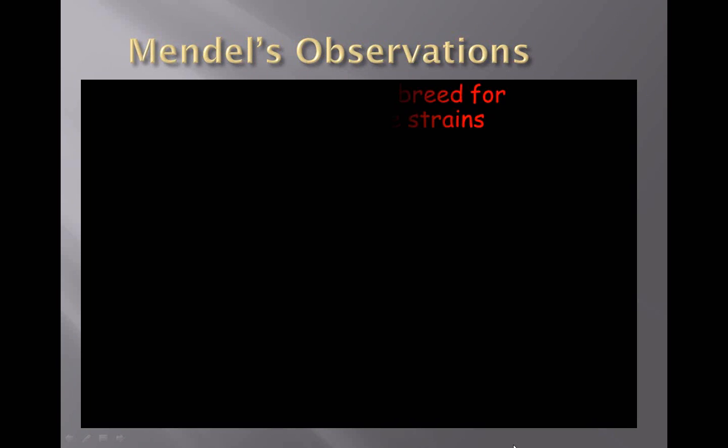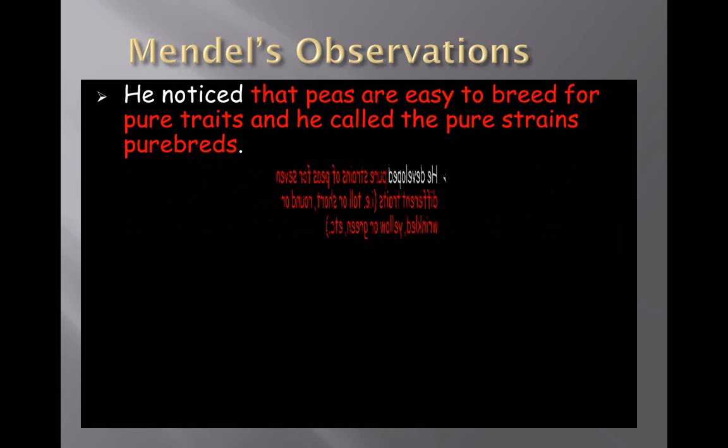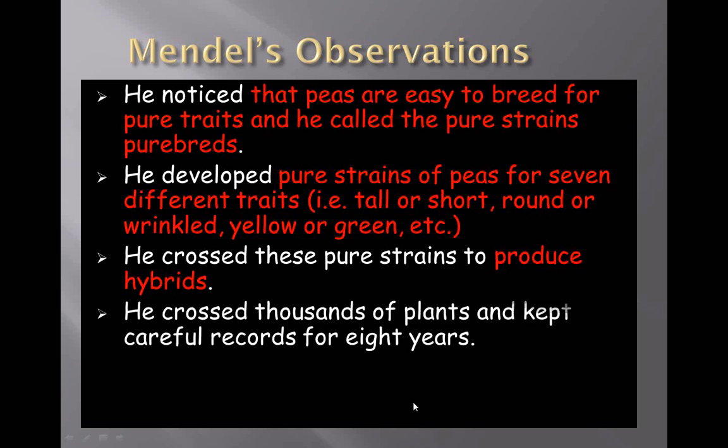Some of the things he checked out: he noticed that these peas were easy to breed for pure traits. He called them pure strains, or purebreds. He developed pure strains of peas for 7 different traits: tall, short, round, wrinkled, yellow, green, etc. He crossed these pure strains to produce what we call hybrids. Over 8 years he crossed thousands of them and looked at these traits.